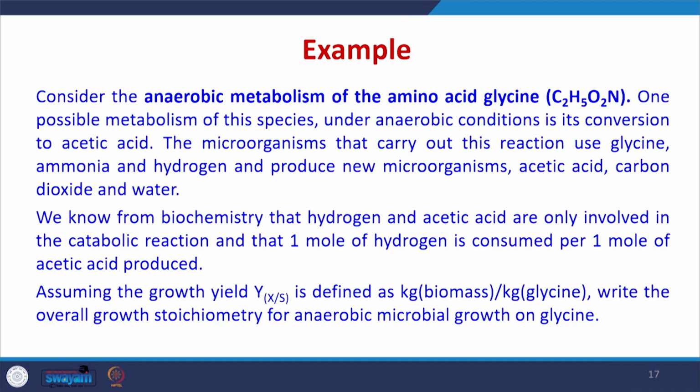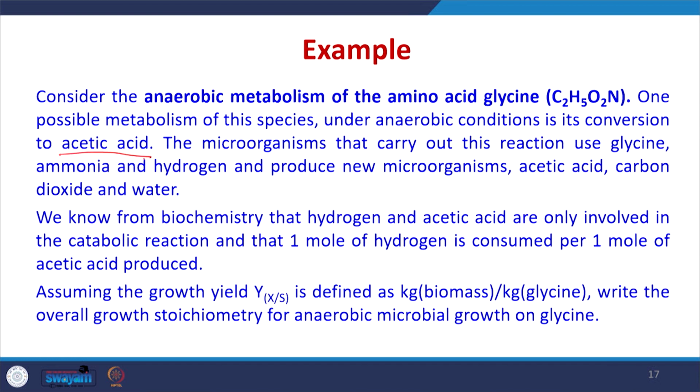Now, we will take some examples before closing today's lecture. This is one example, in which we are told to consider the anaerobic metabolism of the amino acid glycine. One possible metabolism of this species under anaerobic conditions is its conversion to acetic acid.